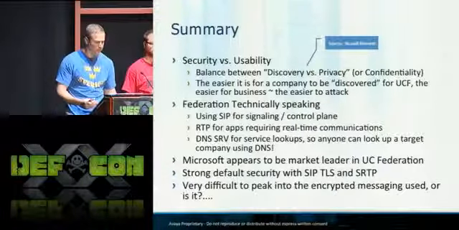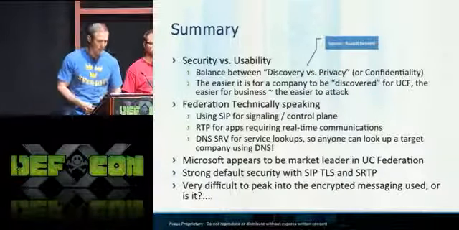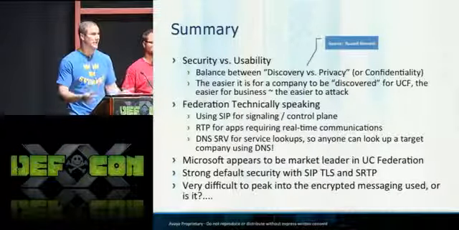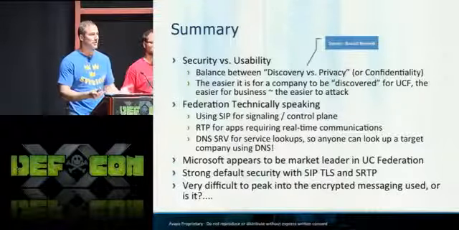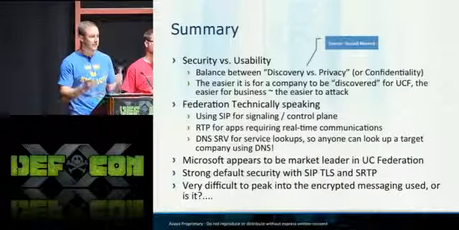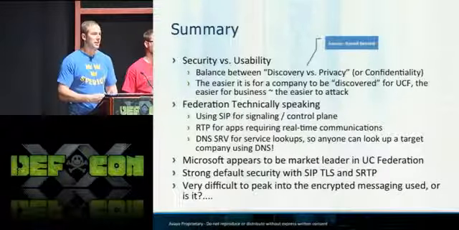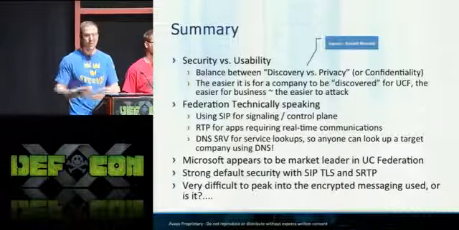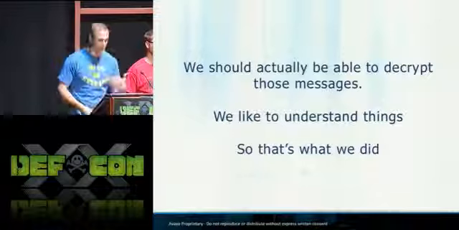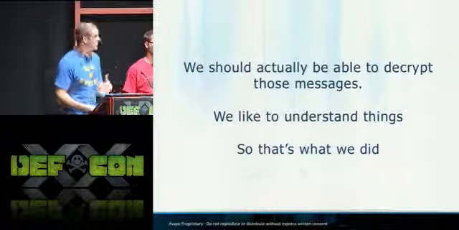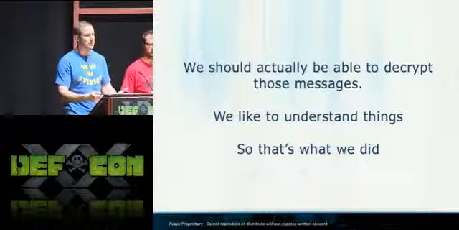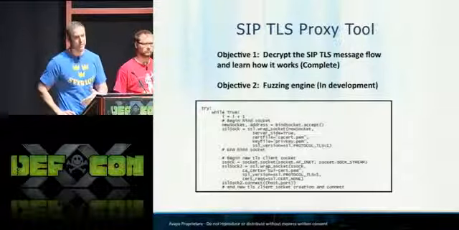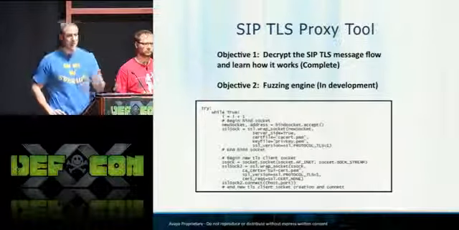Microsoft appears to be the market leader in this UC Federation. They have strong default security with SIP TLS and SRTP. In our research, it was very difficult to peek into the encrypted SIP TLS messages, because the first thing we wanted to do was actually look at the SIP messages, and we couldn't see them. So KARL reverse engineered this just using the Lync server logging tool on his own. But after the fact, we started saying, well, we should be able to decrypt this. We want to see these messages. So we wrote a SIP TLS proxy tool, and we were able to peek into the messages. And so we're releasing this to the community.